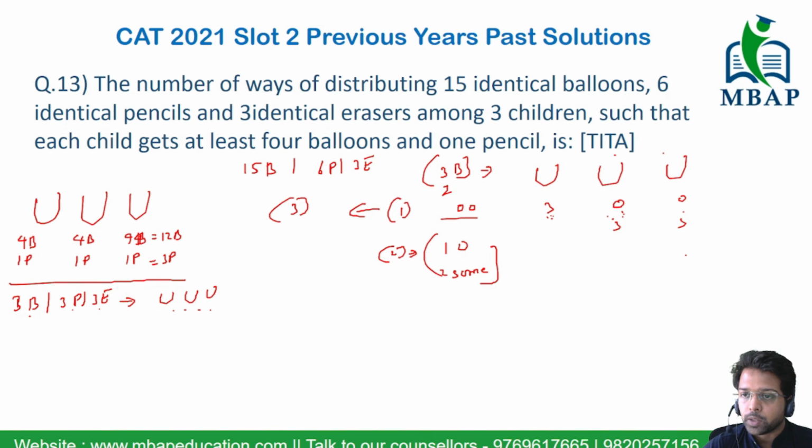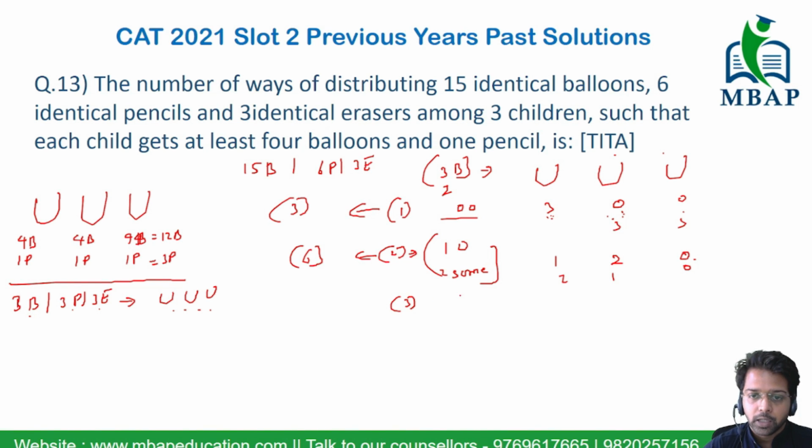Let's assume the case where child 3 is getting 0, child 2 is getting 1, 2 and child 1 is getting 1. A sum total of 1 plus 2 plus 0 will also be 3. Now, if child 3 is becoming 0, then 2 and 1 can also be redistributed in this way. So for each value of 0, I am getting 2 cases and 0 can come at 3 places. So the total number of ways of distributing 3 balloons to 3 children in this fashion would be 3 into 2, which is 6.